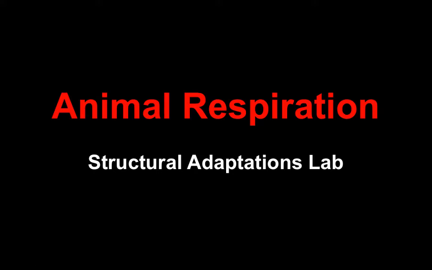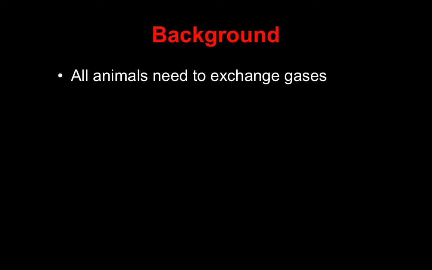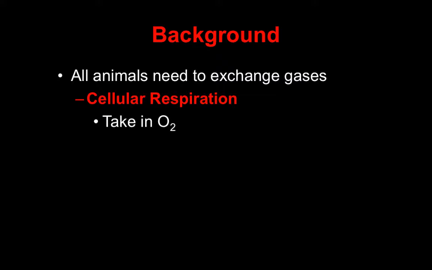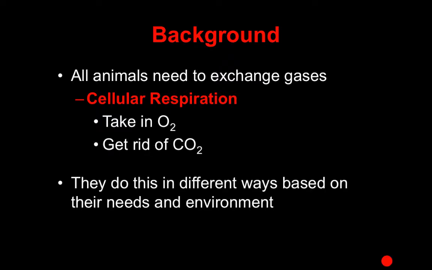In the second part of this activity, we're going to look at animal respiration. So remember, as background, all animals need to exchange gases, and this is due to cellular respiration. And so organisms need to be able to take in oxygen and get rid of carbon dioxide. And then the manner in which they do this is going to be based on their specific needs and the environment that they find themselves in.